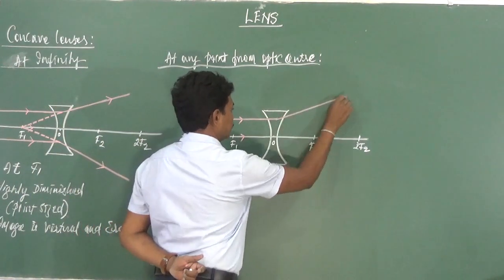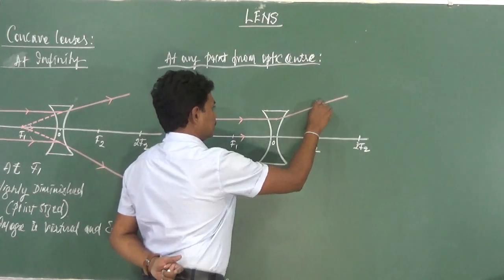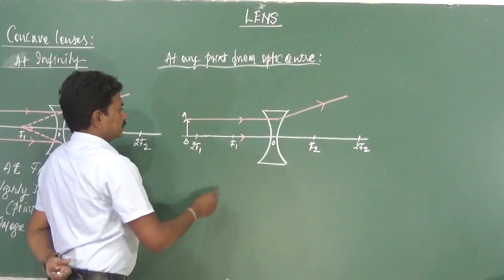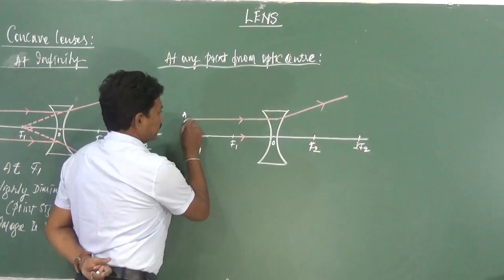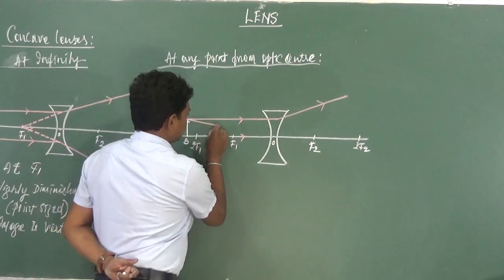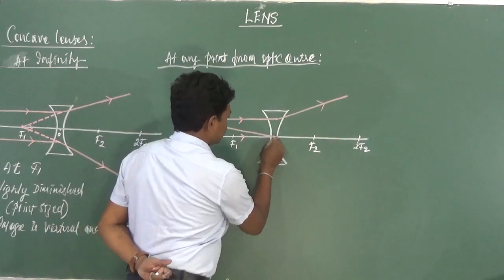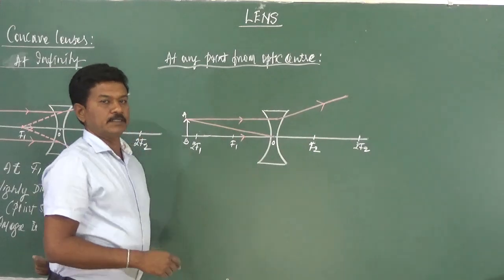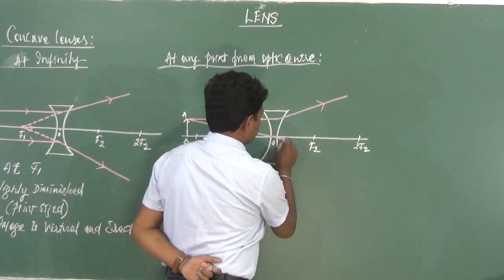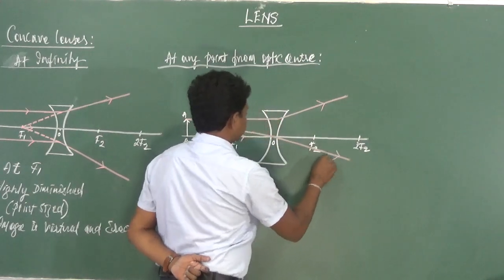So the light ray is going to get diverged because the lens we are using is a diverging lens. Let us take another light ray and make it pass through the optic center. Whenever a light ray passes through the optic center, we know that it is going to pass out of the lens undeviated. So this light ray is going to pass through the optic center undeviated.